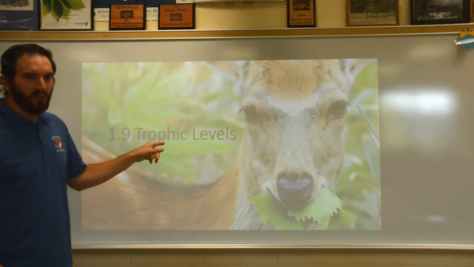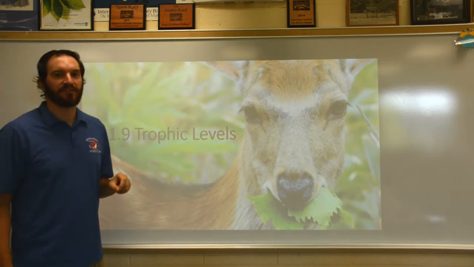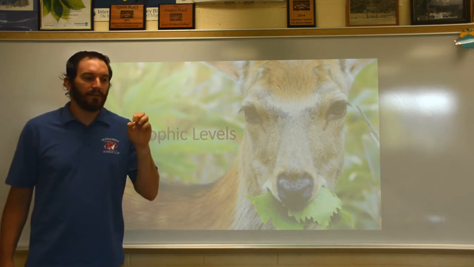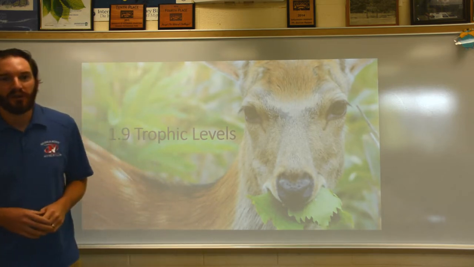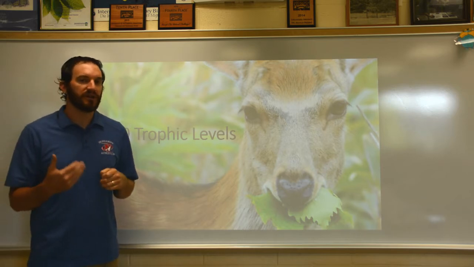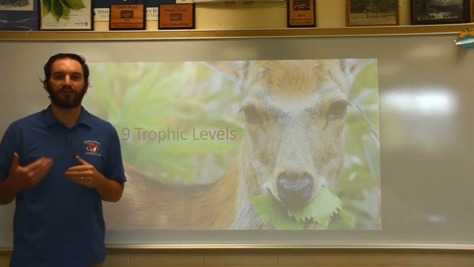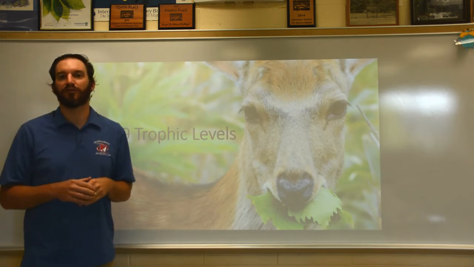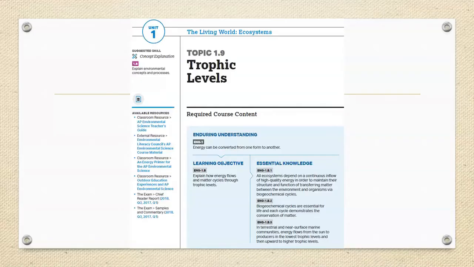Everyone, 1.9 trophic levels. We're working our way through the end of Unit 1 of the AP Environmental Science curriculum. This is another easy one. This is something you've probably learned before, but I just want to make sure I go through it in some detail so that you get a thorough understanding and so that I know I've checked off all those boxes to make sure that you are fully prepared for that AP exam. All right, so without further ado, let's get started.